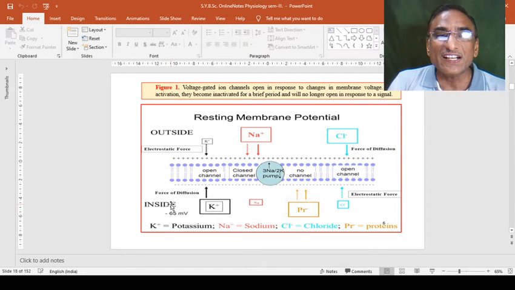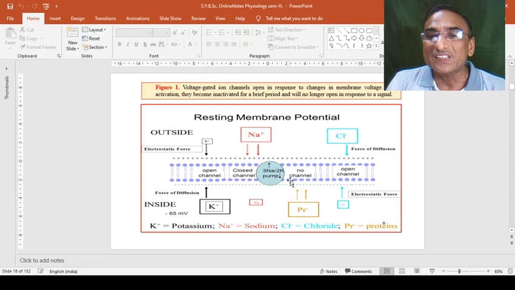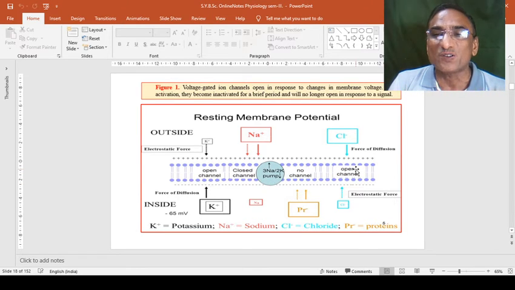This is the inside of the cell, this is the outside of the cell, this is potassium, this is sodium, and this is chloride ions. Then these ions are moving as per the force which changes inside and outside, either force of diffusion or electrostatic force, which causes the balance or equilibrium of the membrane.